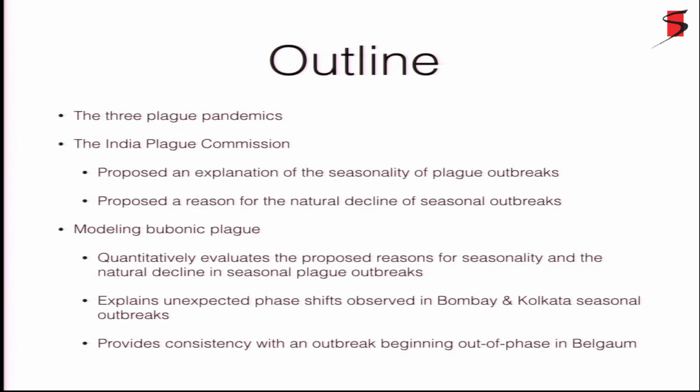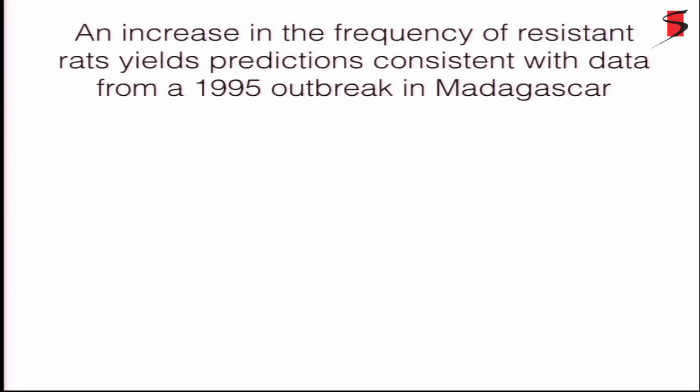I've showed you the proposed explanations and proposed reasons that were set up by the India Plague Commission. I've shown you that we can quantitatively evaluate all of that really great data that was gathered and never modeled, and actually validate that those are good explanations for why we see the seasonality and why we see a natural decline of seasonal outbreaks. I also showed you that a model of that explains unexpected phase shifts observed in Bombay and Calcutta and provides consistency with an outbreak that began out of phase in Belgaum.